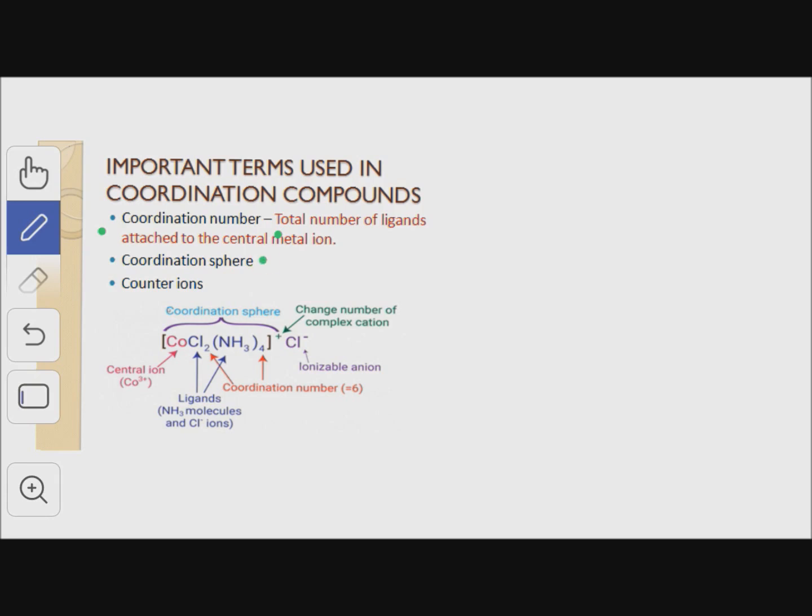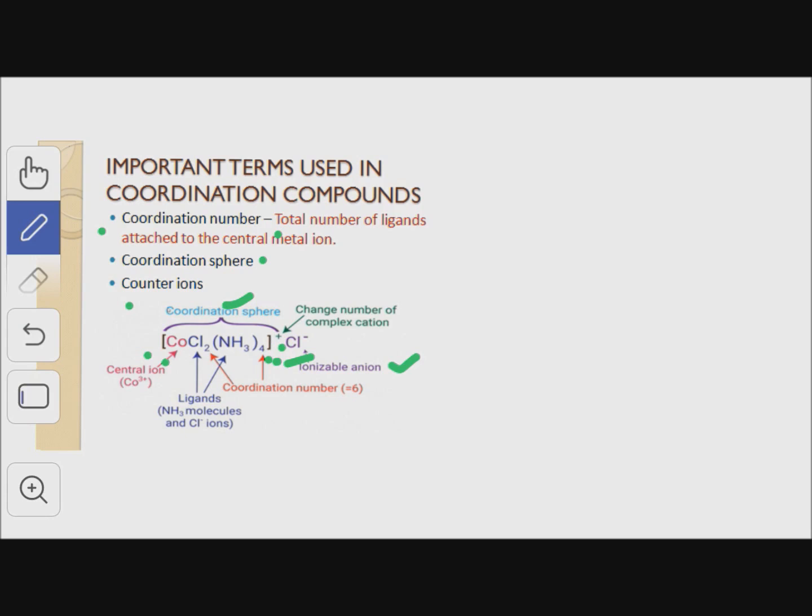Next is the coordination sphere, in which the central metal ion and the ligands which are directly attached to the central metal ion, in square brackets, represent the coordination sphere. And third one is counter ions. Counter ions are the ions outside the coordination sphere, and these are ionizable ions. And this positive charge is the charge number of the complex cation.